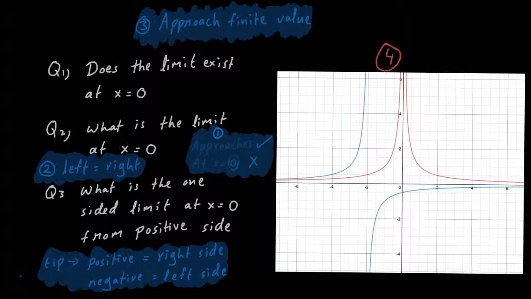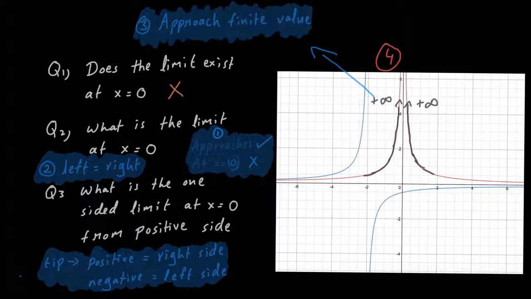Now if we try approaching 0 from the negative side, we can see that it is approaching positive infinity. And if we try approaching 0 from the positive side, we can see it is approaching positive infinity as well. Now although our rule number 2 is being met, the left side is equal to the right side, our rule number 3 is not being met because it is not reaching a finite value. Hence, the limit does not exist.